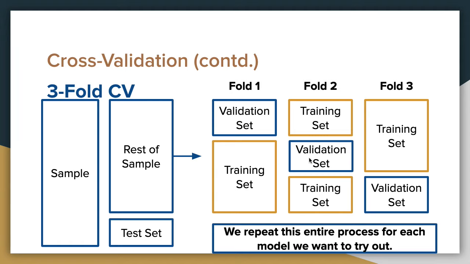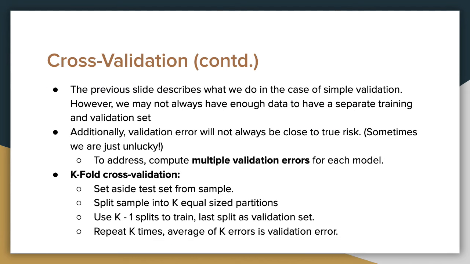So everything I've just described so far is what you do for a single model. If you have multiple models, you carry out this entire process, you compute your average validation error, and then you compare all your different average validation errors. The model that has the lowest average validation error is the model you choose. And then to compute the actual accuracy of that model, you would use your test set. But that's the general idea for k-fold cross-validation.